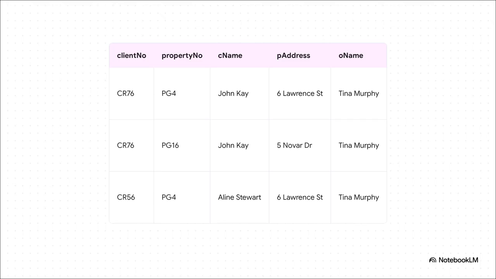But our old villain redundancy is definitely still lurking around. The client's name is repeated, the property address is repeated, the owner's name is repeated. So while we're more organized, we are not efficient yet, not by a long shot. Our detective work is just getting started.